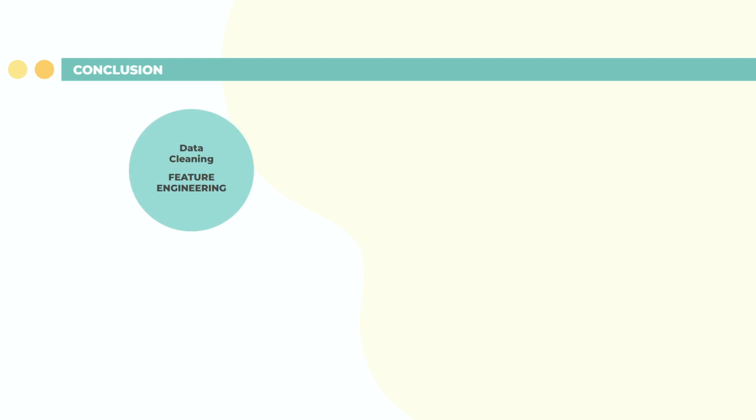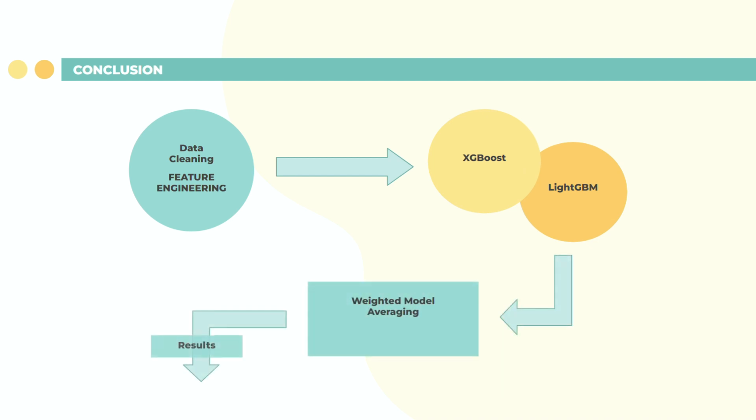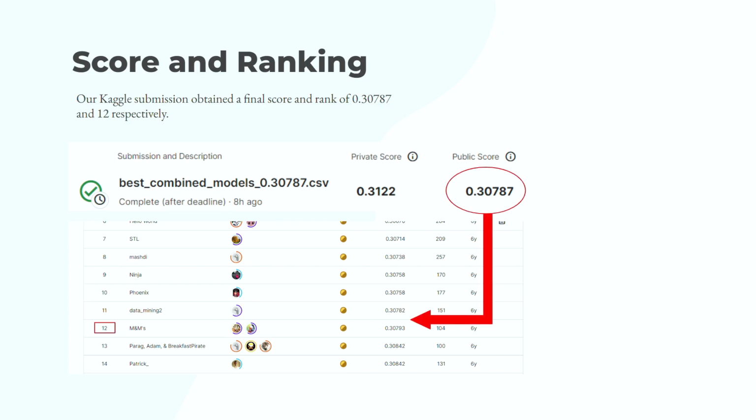In conclusion, we did data cleaning and feature engineering on our dataset, and this helped improve the training on each of the models, XGBoost and LightGBM. We further improved on our methods by using weighted model averaging to create an even more robust and accurate prediction. This improvement led us to achieve our best possible position of 12 on the Kaggle leaderboards.